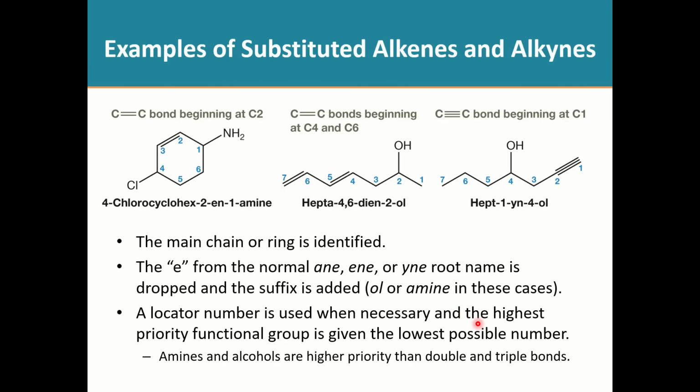Now let's take a look at when you have a substituent with an alkene or an alkyne. So in this particular example right here, what is the root? We see that the root is going to be the cyclohexene. All right. And then where's the suffix? The amine. And what's this chloro? This is just a prefix, the substituent right there.